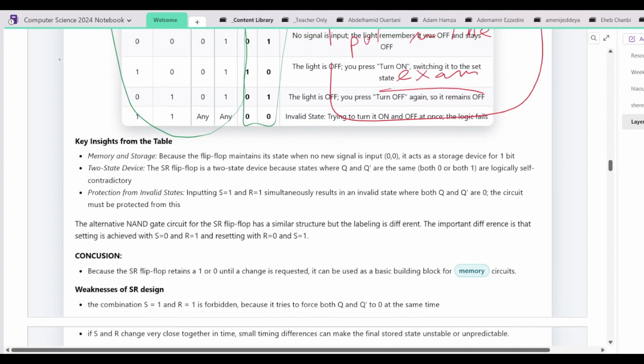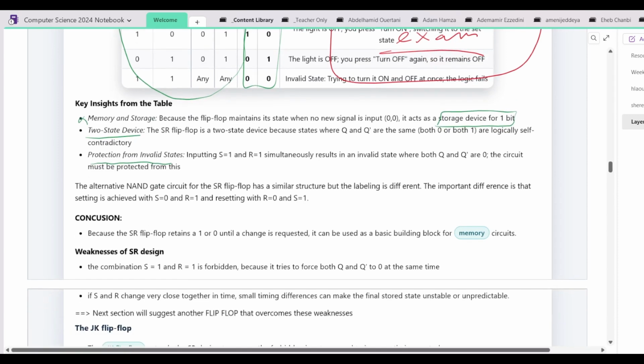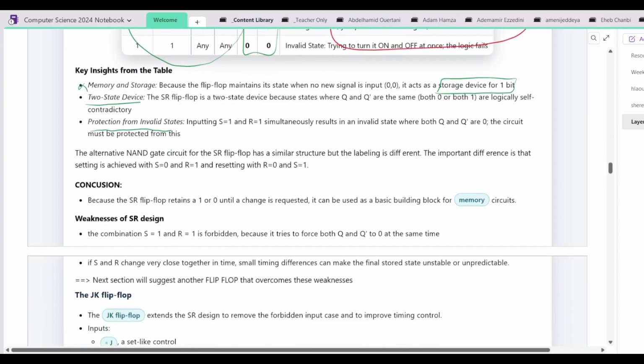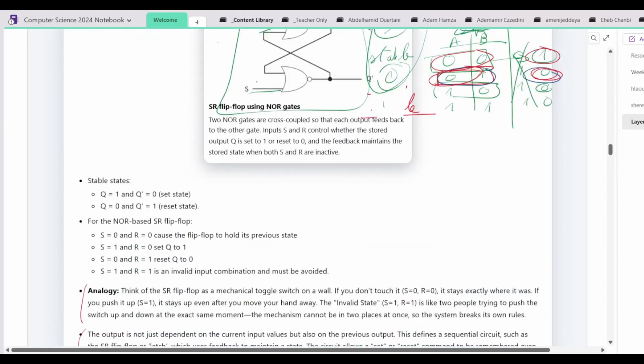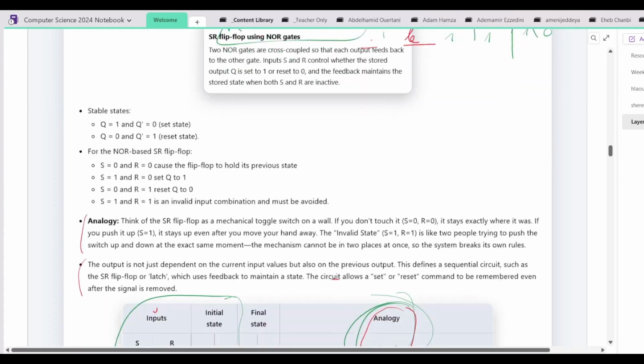This is what we need to understand for the SR flip-flop. This is a memory storage because it maintains storage for one bit, two state devices, protection from invalid states. There is an alternative NAND gate circuit for the SR flip-flop. The only difference is that the S is here and the R is here.